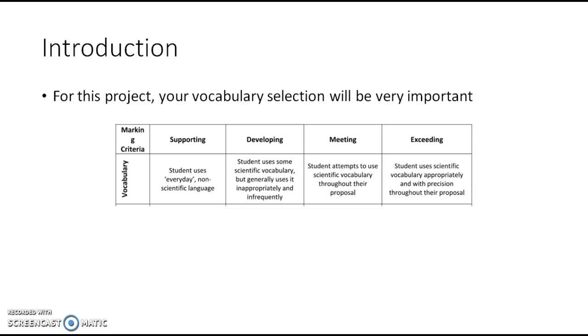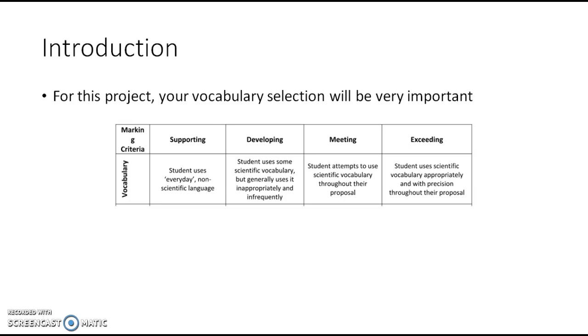If you remember from lesson 5 with your science teachers, they gave you what we expect you to do. So we quickly look for vocabulary. If it's supporting, it's you using everyday non-scientific language. In other words, that's language you use with your friends. It's informal in style and, to be honest, probably a little bit simplistic.